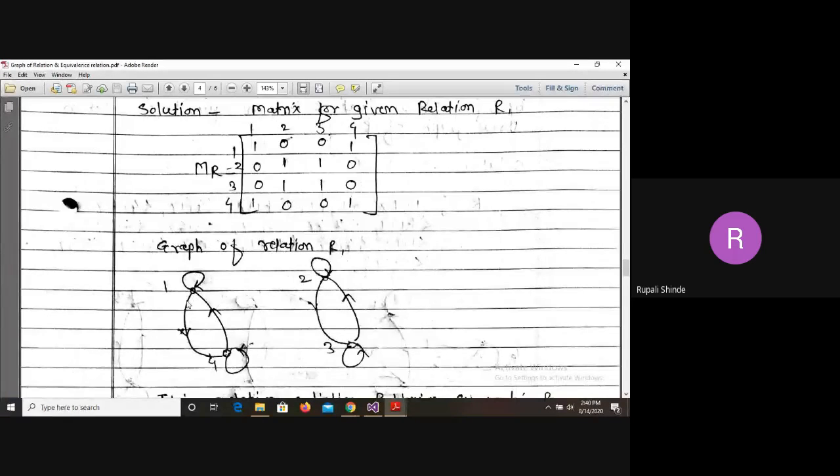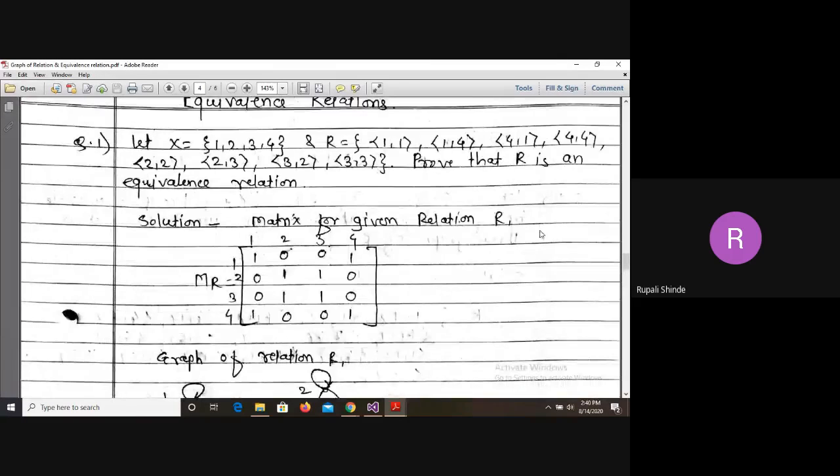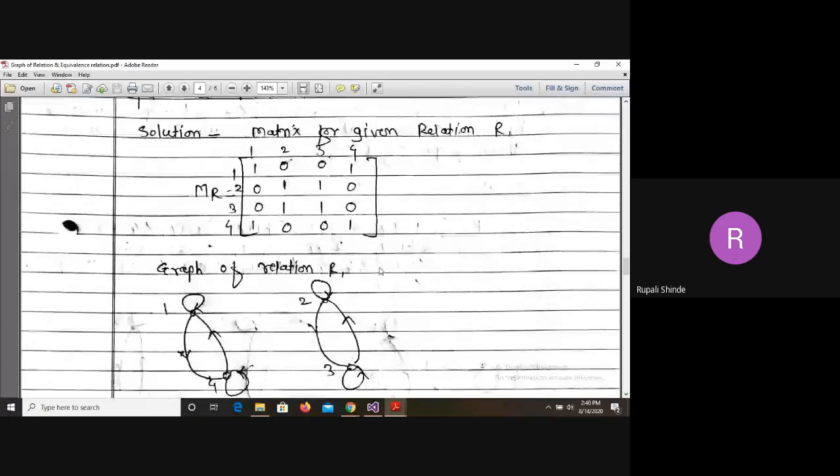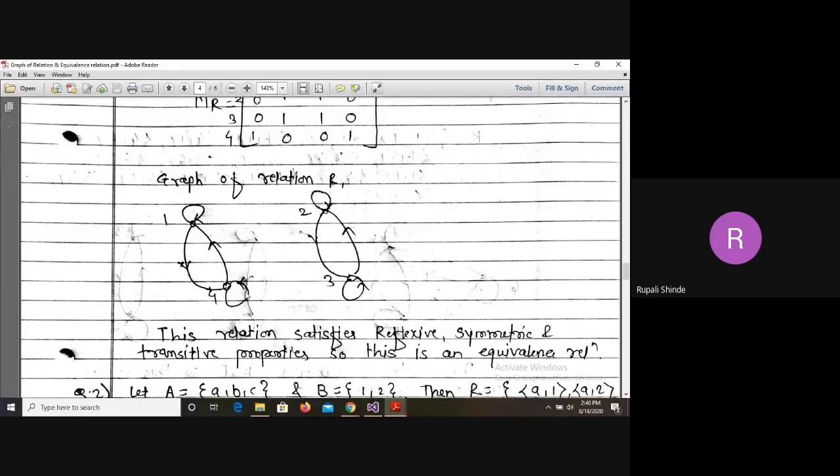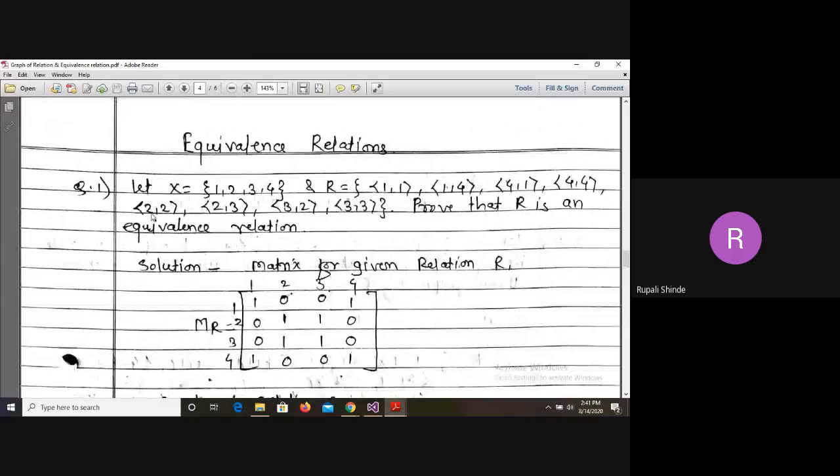The next one is 1 comma 4. So there should be an arrow from 1 to 4. Next one is 4 comma 1. So there should be a reverse arc from 4 to 1. And last ordered pair is 4 comma 4. So again there should be a self loop at 4. So this is for all the ordered pairs related to 1 or 4. Now next one 2 comma 2, 2 comma 3, 3 comma 2 and 3 comma 3. So again these four ordered pairs are related to element 2 or 3.